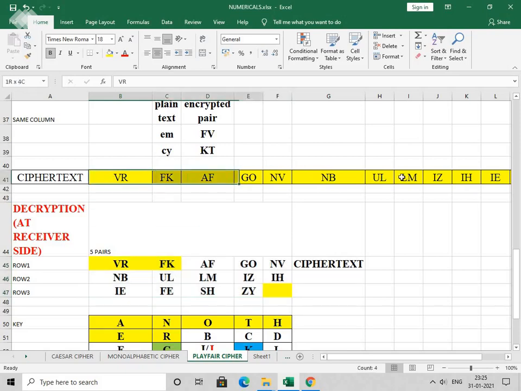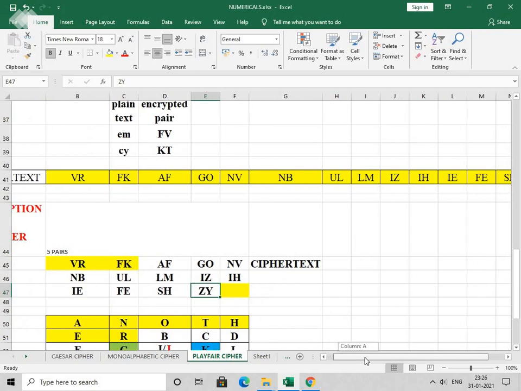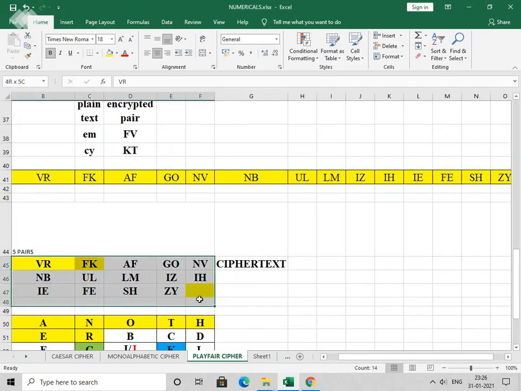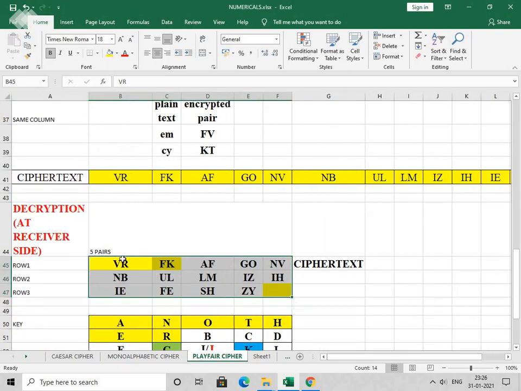So this was our message: create a group of two letters, a pair. So we have FK, AF, GO, NB. In the first row, I have written 5 pairs. The next: NB, UL, LM, LZ, IH, IE, FE, SH, and ZY. So 5 pairs of this ciphertext have been written. Now this ciphertext is ready to be decrypted.